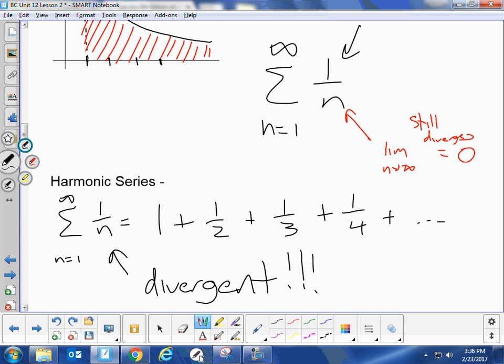Even though you think, oh, I'm just adding a fourth, then a fifth, then a sixth, then a seventh. Aren't I adding smaller and smaller values? Won't we approach something? Actually, no, we won't. It'll just continue to increase, increase, increase. Slowly, but it will continue to increase. Okay?